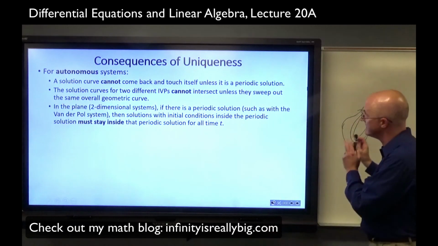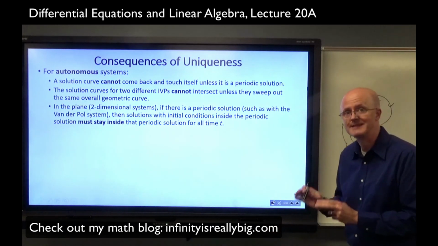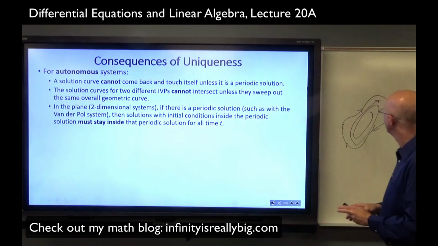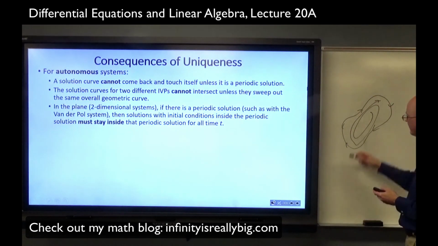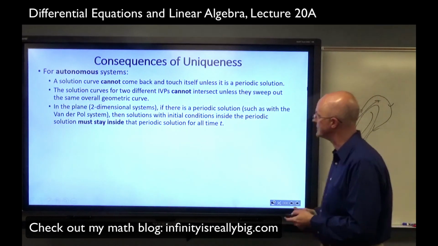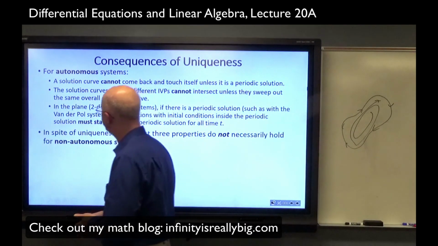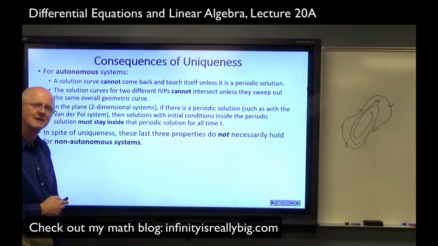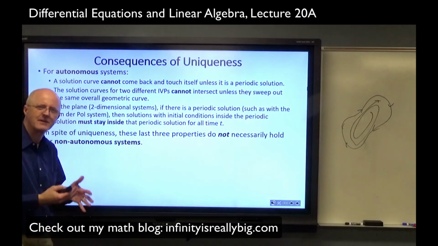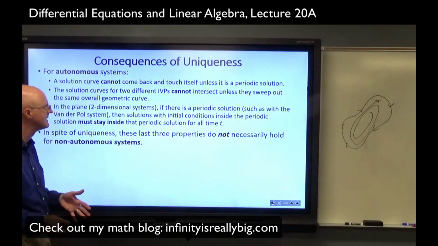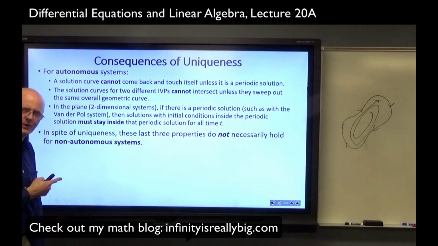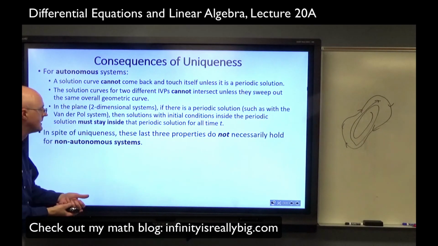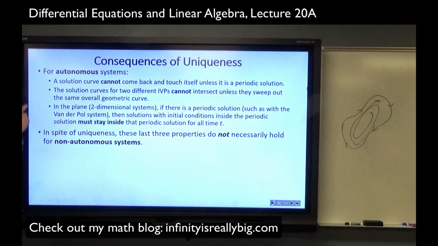I mean, with an autonomous system, the vector field is static, it doesn't change over time. Hopefully that makes some intuitive sense that it couldn't possibly go across that other solution, that periodic solution. In spite of uniqueness, these three properties do not necessarily hold for non-autonomous systems. You might scratch your head and wonder why. What's the difference between autonomous and non-autonomous? Uniqueness still is true. That theorem on the previous slide still holds, with t on the right-hand side in general. But you can't conclude these things.